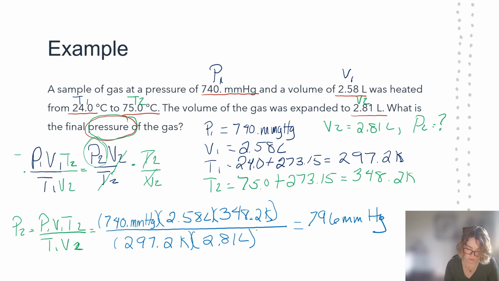I'm looking for pressure, but if I wasn't sure, my Kelvin units cancel and my liters cancel. And then looking at my significant figures, 740 has 3 significant figures, 2.58 has 3 significant figures, and so does 2.81. Because those variables have the fewest sig figs, my final answer can only have 3 significant figures.